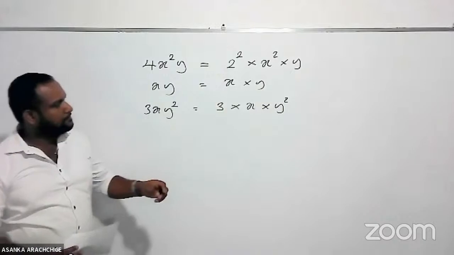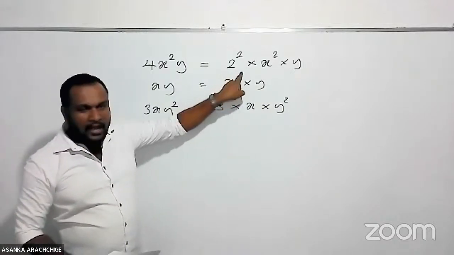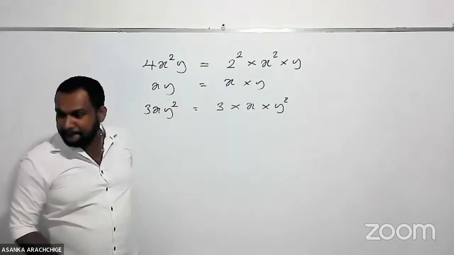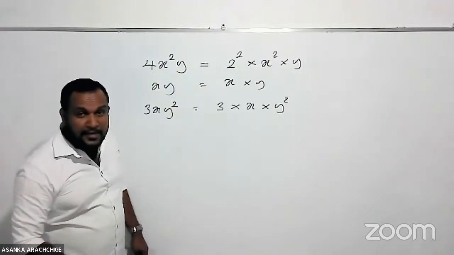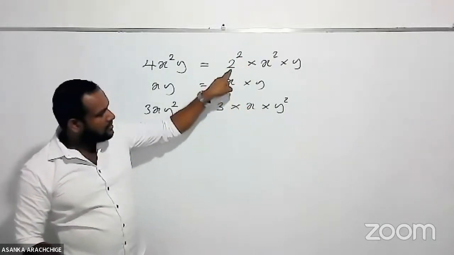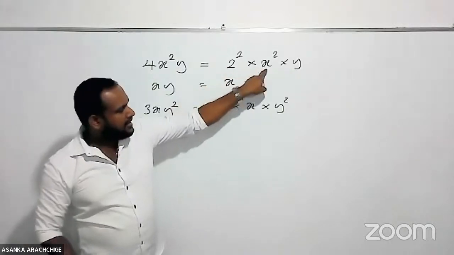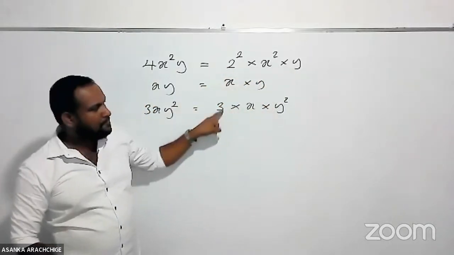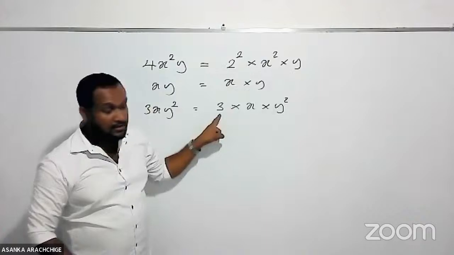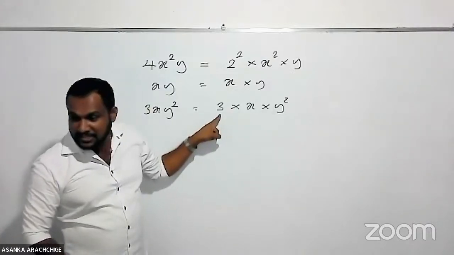Now, look, how many different bases are there in total? 2, x, y, and 3. 1, 2, 3, 4. There are 4 different bases.